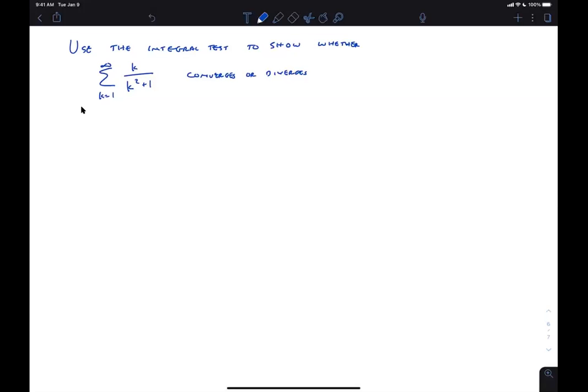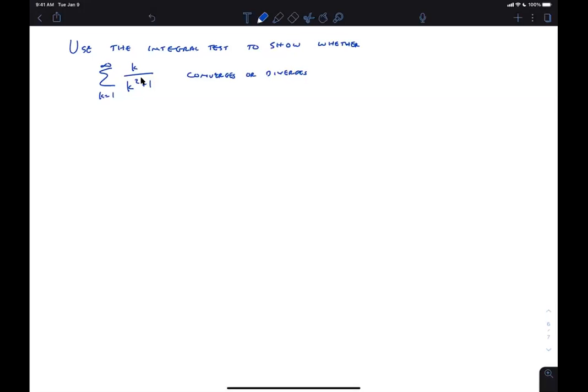In general, you will not be told what test to use. Somebody's asking in chat, will you be told which test to use? Generally, no. There may be one that says use the integral test because we want you to show how to use the integral test, but in general, you need to be able to pick out the test.